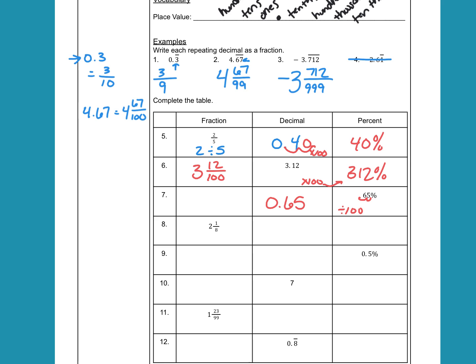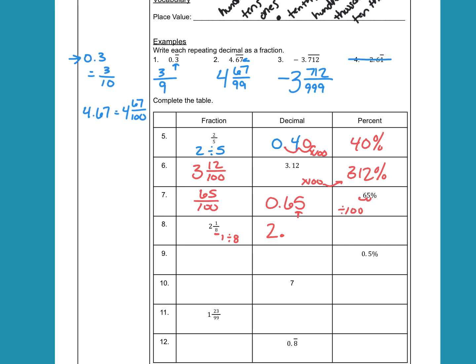As a decimal, the proper way to read that is 65 hundredths, because that 5 is in the hundredths place. Number 8, I have 2 whole parts in my fraction, so I know I'm going to have 2 whole parts in my decimal. Then all I have to do is put this fraction part, 1/8 or 1 divided by 8, in my calculator, and I end up with 0.125.